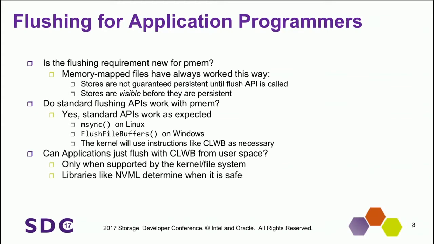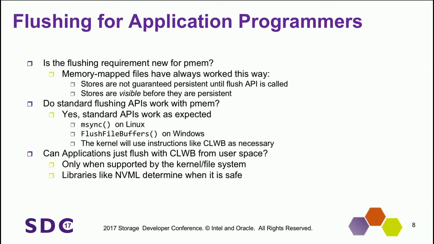Do the standard APIs work for persistent memory? Absolutely. So if you just follow the standard, just like you always have for memory mapped files, and you call msync, it will do what you think. It will make it persistent. Now, of course, what's happening down in the kernel is saying, oh, this is really persistent memory. So instead of pushing a page down through the storage subsystem, I can use this CLWB instruction. So the kernel is using the CLWB instruction for you. Okay?